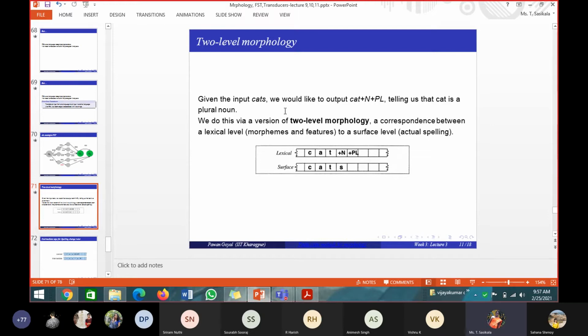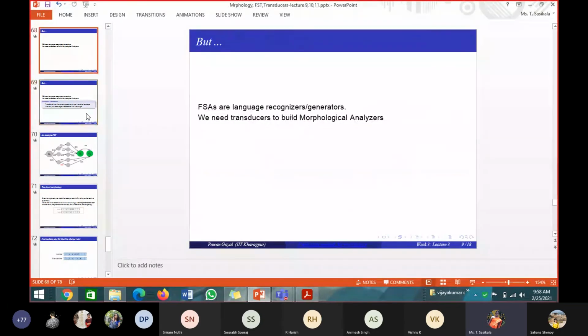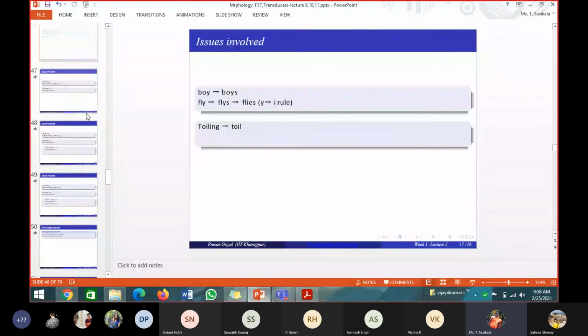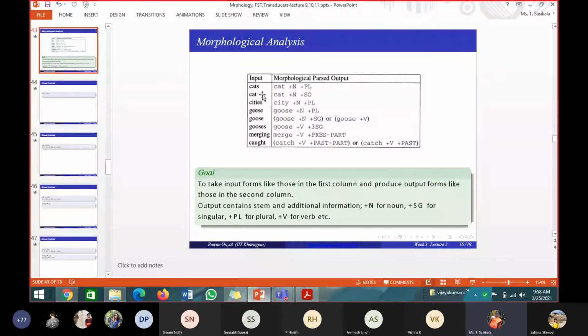So given the input cats, we want the output in this final form. We have seen this, right? One slide previously I showed in the last class. If you want, I can go back. This is the way we want that information. This is the form we wanted, right? This is our goal, right? We have seen it in the last-to-last class, when we were discussing. Yes, students? Yes, ma'am. This is our output.